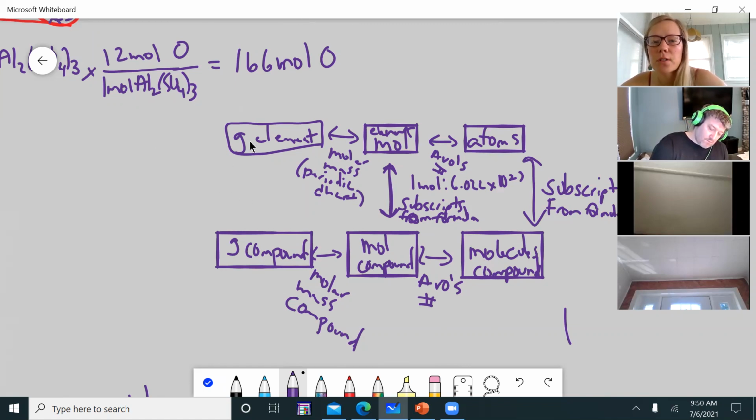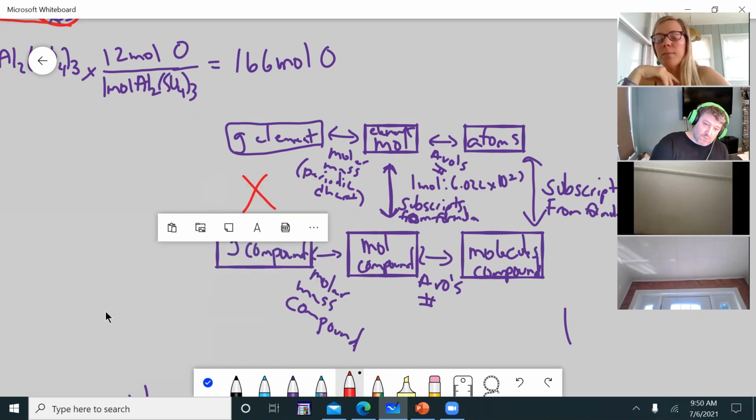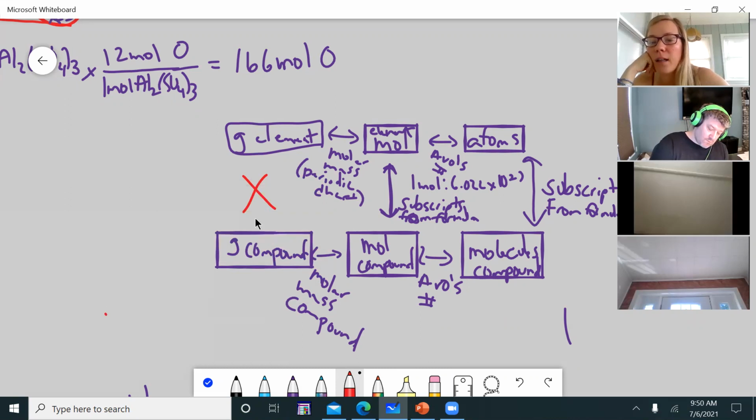But in your flow chart, do you see this place here where we go from grams of element to grams of compound or vice versa? I want you to put a big red X there. You cannot go directly between those two things, okay? There is no quote unquote easy way to go from grams of a compound into grams of an element, or at least a one-step way. Instead, you're going to have to backtrack through the flow chart.